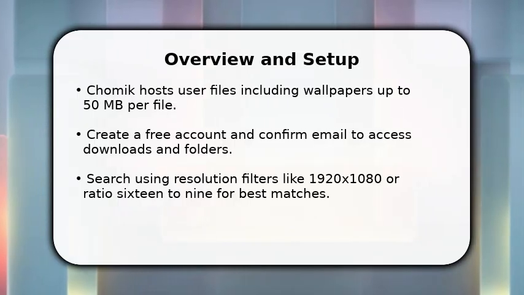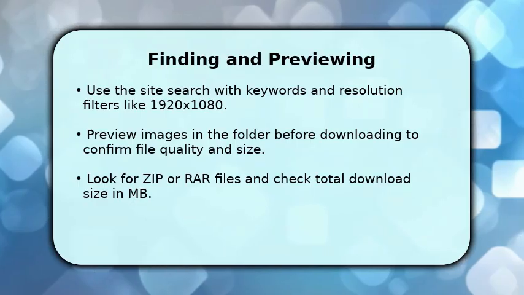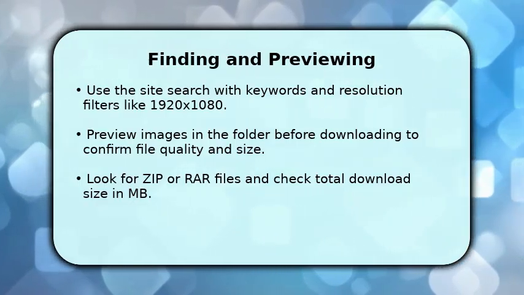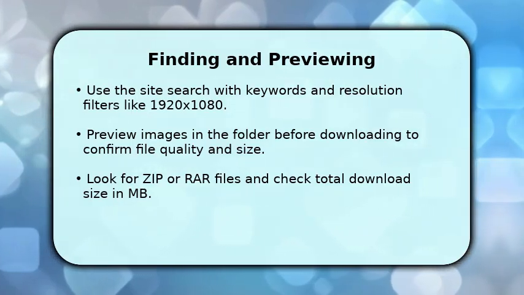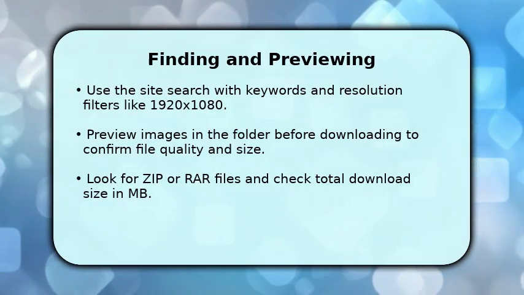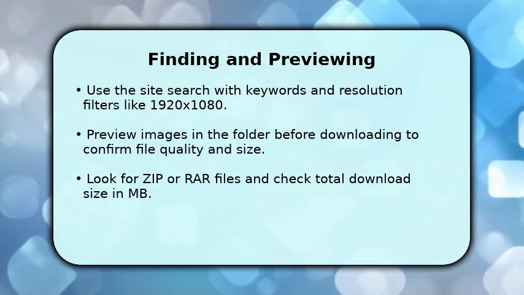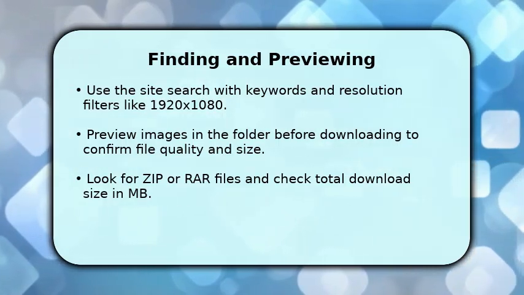Start by using the site search with accurate keywords and resolution filters like 1920x1080. Browse uploader folders and open image previews to confirm file quality and resolution. Check the file type label for JPG, PNG, or compressed zip and RAR archives. Note the listed file size in MB before downloading to manage storage and bandwidth.